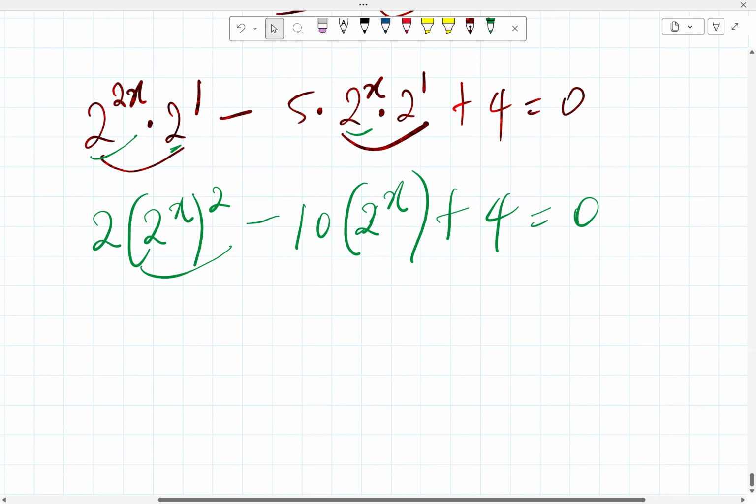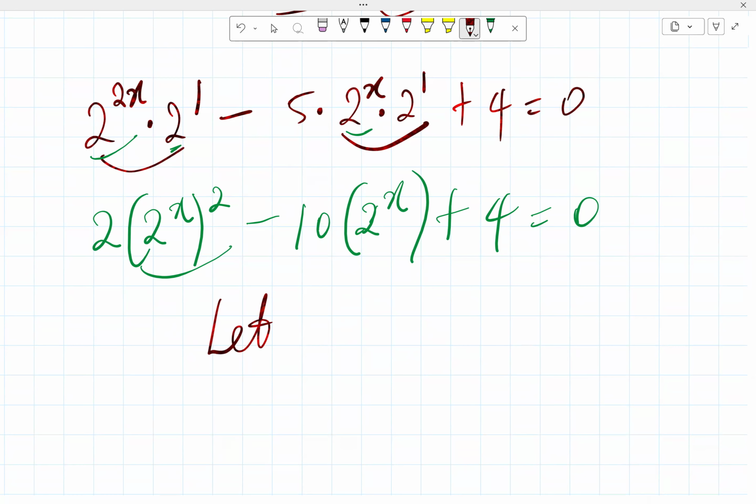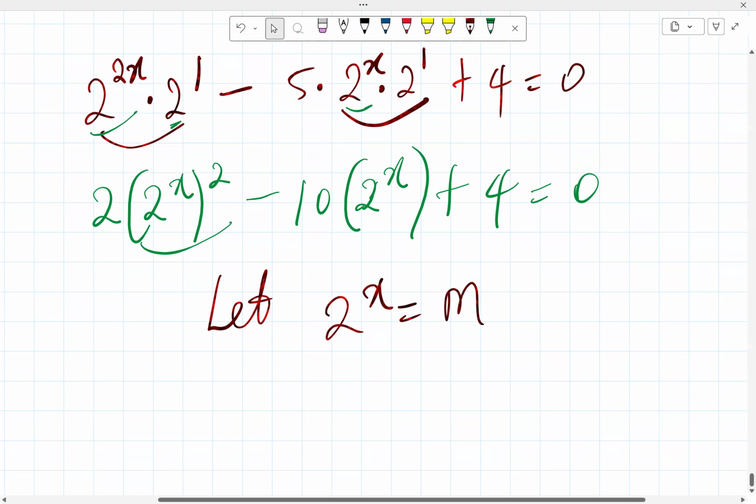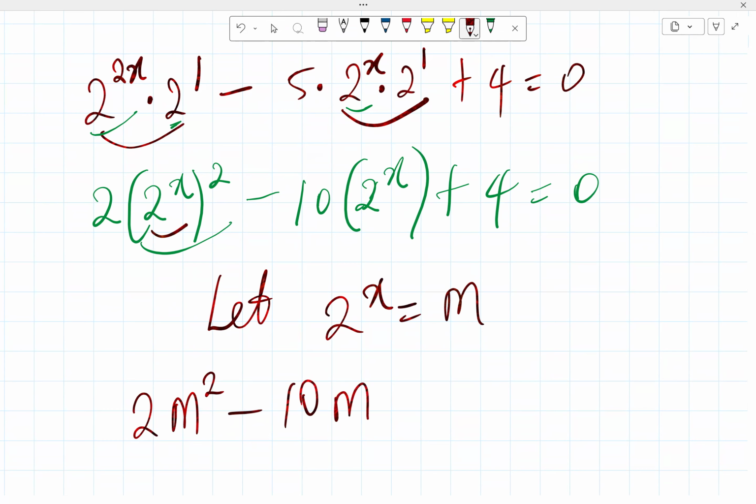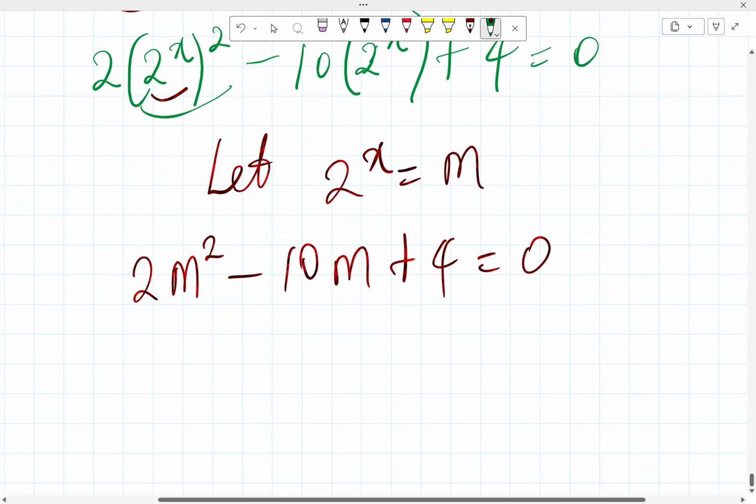So at this point, we can say let 2 raised to the power x be equal to m, anything you like. Then we have that this is 2m squared, because this is m squared, minus 10m plus 4 equals 0. Okay, now what do we have to do here?